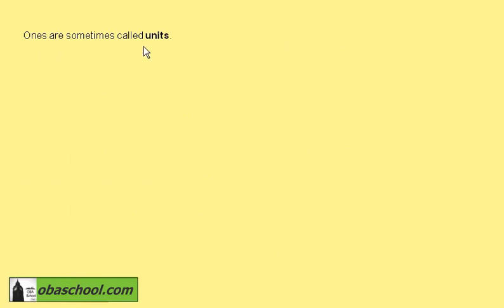Ones are sometimes called units, so you may see tens and units referred to instead of tens and ones. So we might say that 47 is made up of 4 tens and 7 units.